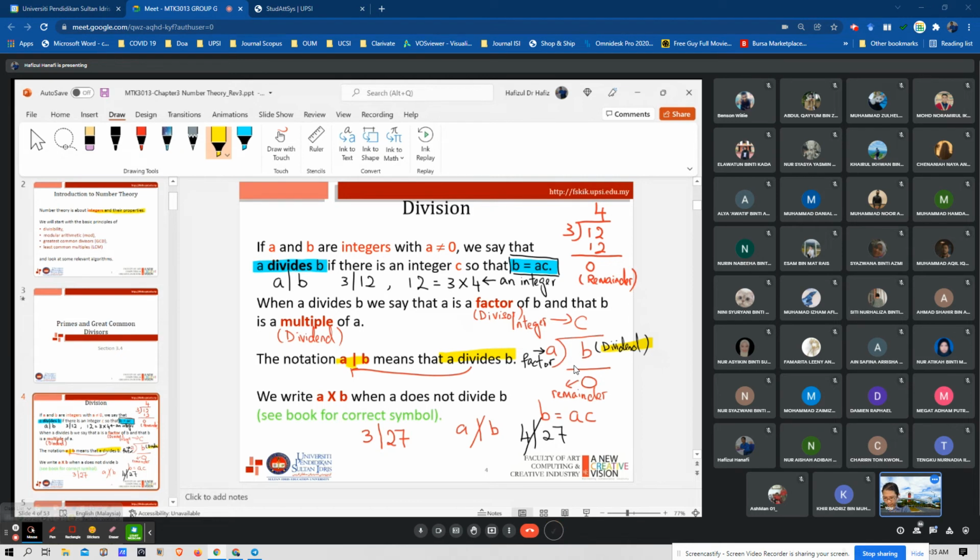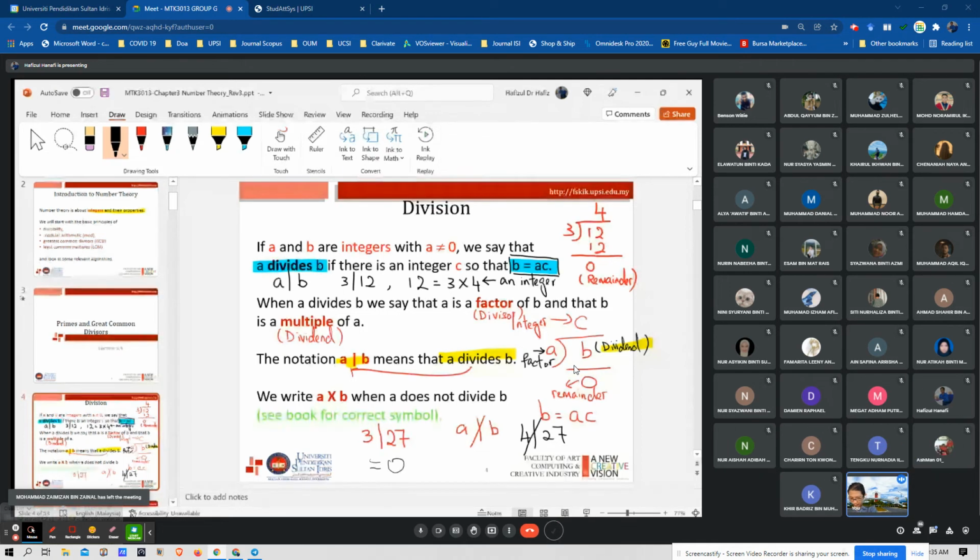For example, 3 divides 27 because the remainder is 0. And then for example, 5 does not divide 27, because it has a remainder of 2.